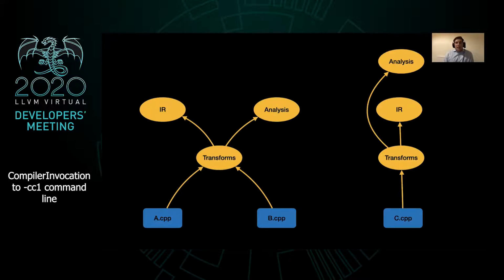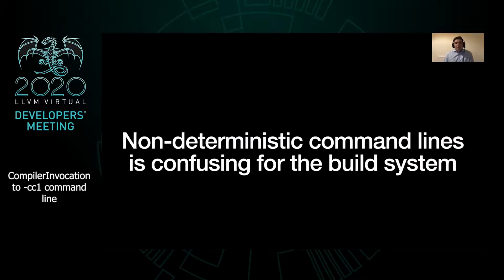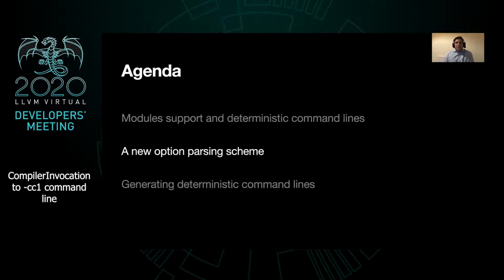Clang ScanDeps is a parallel tool, so we might discover the dependency on transforms either through A or through B first, and this would lead to reporting a different command line to the build system. This is bad because non-deterministic command lines are confusing for the build system. The reason is that the build system believes the modules to be invalidated every time the command line changes, and therefore it will rebuild the modules on every scan potentially.